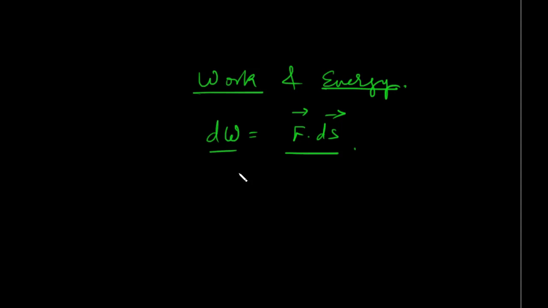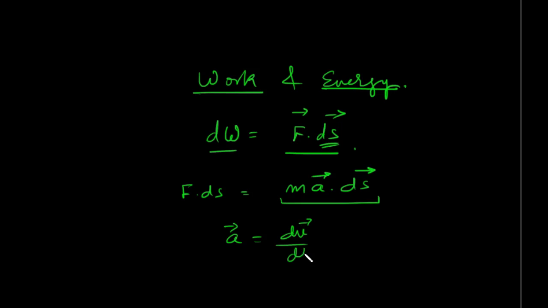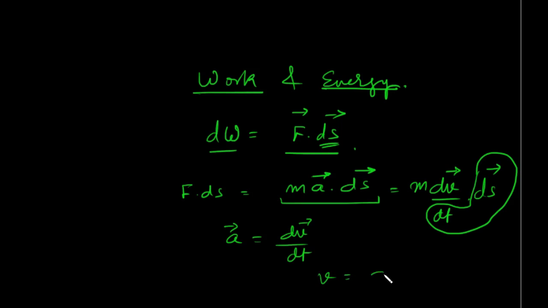Now in general, if we see this dot product F dot ds, this can be written as m into a dot ds, right? This is a vector and this is a vector. You see, work is always force dot displacement, alright. So what is a? a is dv over dt. So now we put this value of a here, so we get m dv by dt dot ds. Now we just take this expression. v was ds by dt, everyone knows. So F dot ds would be equal to m dv dot v.